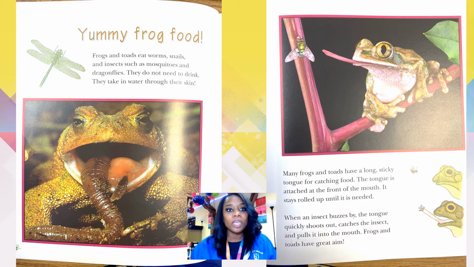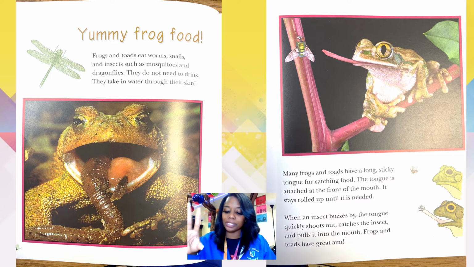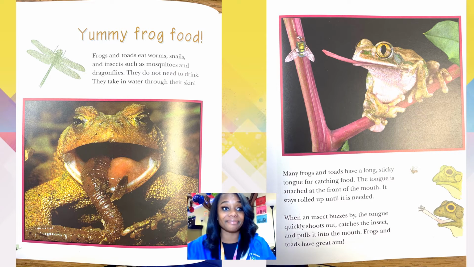Yummy frog food. Frogs and toads eat worms, snails, and insects such as mosquitoes and dragonflies. They do not need to drink. They take in water through their skin. Many frogs and toads have a long, sticky tongue for catching food. The tongue is attached at the front of the mouth. It stays rolled up until it is needed. When an insect buzzes by, the tongue quickly shoots out, catches the insect, and pulls it into the mouth. Frogs and toads have great aim.